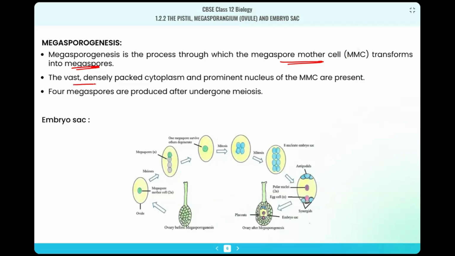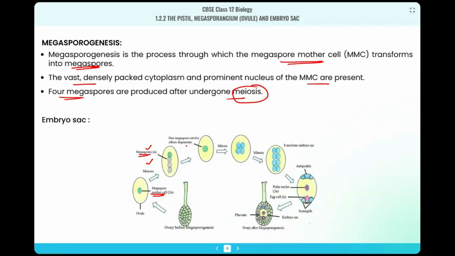Now, the vast, densely packed cytoplasm and prominent nucleus of the MMC are present, and four megaspores are produced after undergoing meiosis. Similar to microsporogenesis, here also they undergo meiosis. This is also very important. So here you can see that the megaspore mother cell undergoes meiosis. Then they'll be forming small megaspores that are haploid in nature. And remember this thing, we'll be having questions related to this as well.